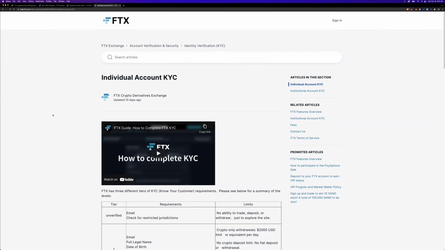I do not encourage people to use a VPN, but it is one of the ways to go about using these exchanges and circumvent some of their KYC issues. So please do your own due diligence.